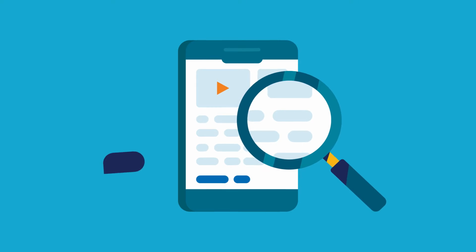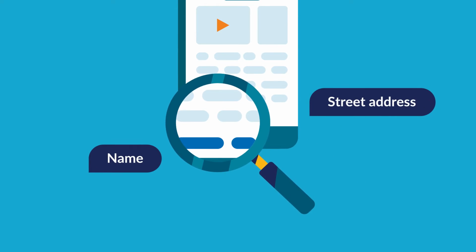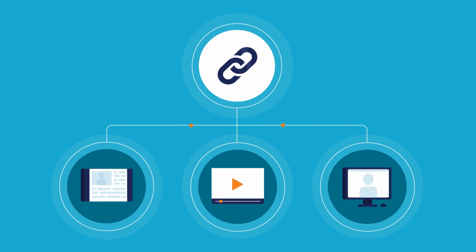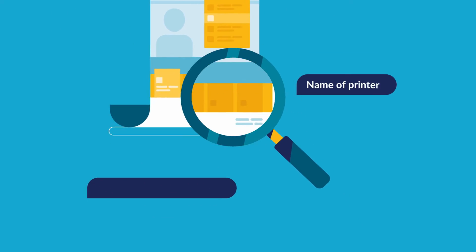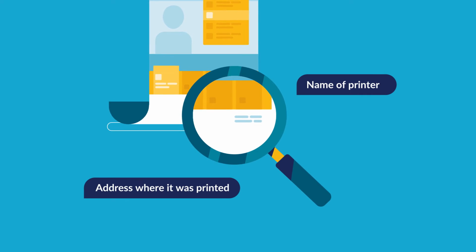Electoral material must include the name and street address of the person who authorised the material, which for unpaid social media posts may also be given through a hyperlink. If printed, it must also include the name of the printer and the street address of the premises at which it was printed.